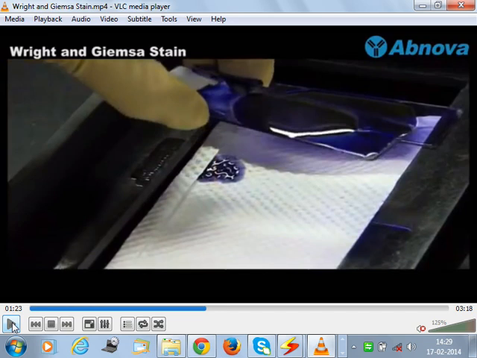What do you want to happen? We are adding stain for what? We want to stain, no? Isn't it? We want to add stain.